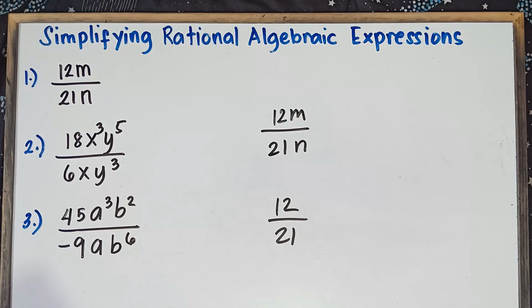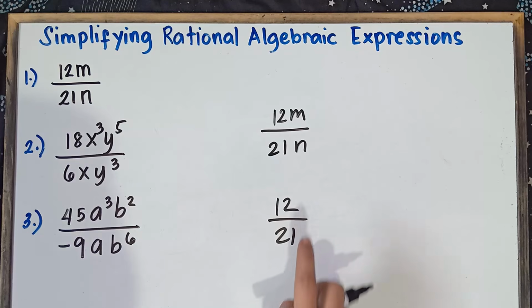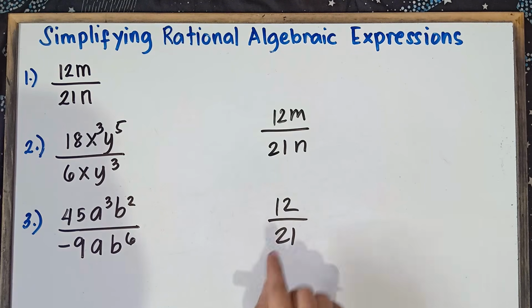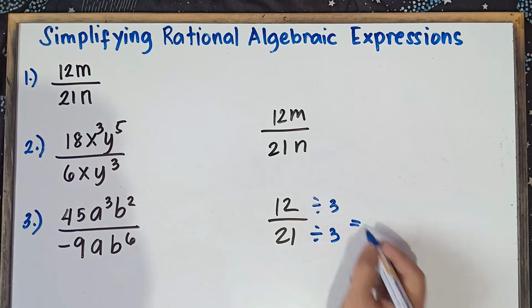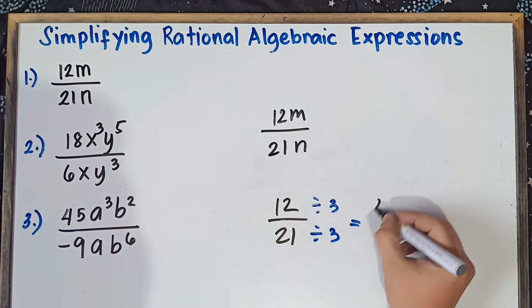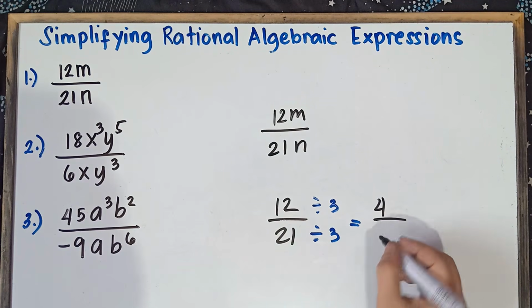Next question, can we reduce 12 and 21? Is there a greatest common factor of 12 and 21? Yup. You think of a number that can divide both 12 and 21. What's that number, class? That would be 3, right? We can divide 12 by 3, and we can also divide 21 by 3. So 12 divided by 3 is 4, and 21 divided by 3 is 7.